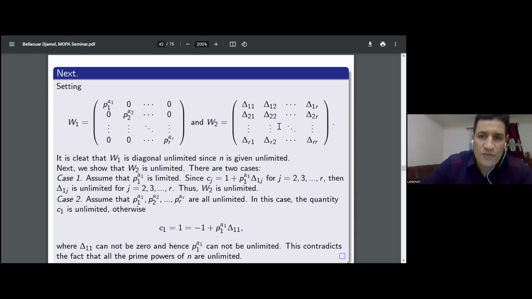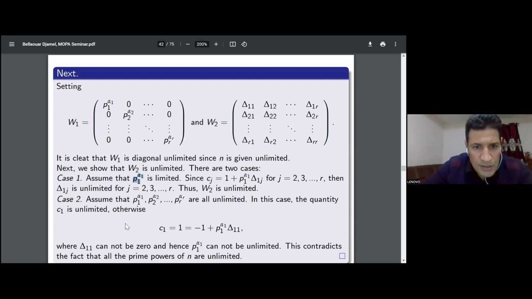It remains to prove that omega 2 is unlimited. Here, there are several cases. In the case when p1 to the alpha 1 is limited, then we show that this matrix is unlimited because c2 and c3 and so on up to cr are unlimited.